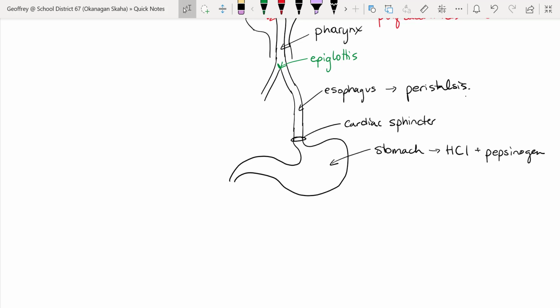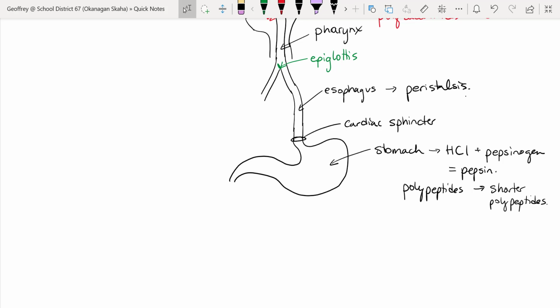Now, the reason this is important is because of the hydrochloric acid and pepsinogen: the hydrochloric acid breaks off the "-ogen" part and leaves us with pepsin. And remember, pepsin breaks polypeptides down, and these are long chains of proteins, into smaller polypeptides and sometimes dipeptides as well.